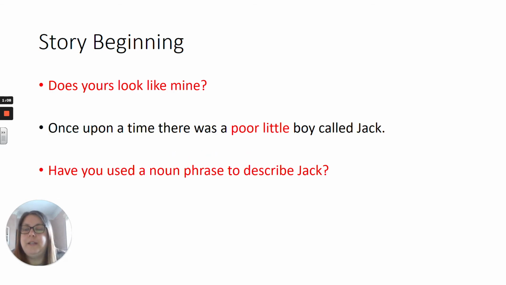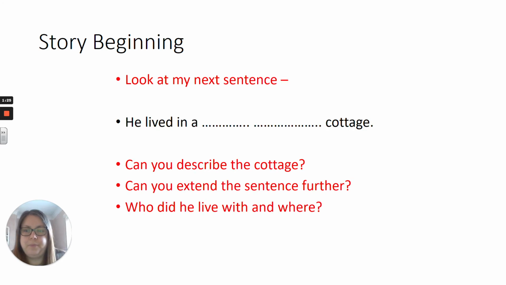I finish my sentence by saying, once upon a time, there was a poor little boy called Jack. I wonder what your sentence is. When we finish the story, don't forget to send it on Tapestry, because you might have used some of the same words as mine, but you might have used different, and it'll be lovely to see all the different types of stories. Let's look at the next sentence then.